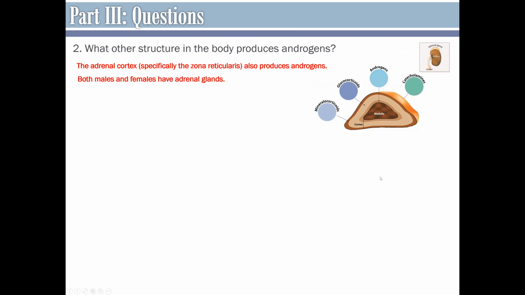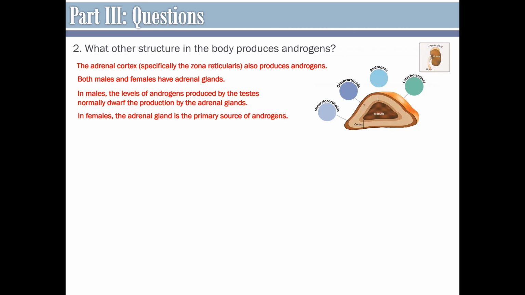Both males and females have adrenal glands. In males, the levels of androgens produced by the testes normally dwarf the production of the androgens made by the adrenal glands. But in females, the adrenal gland is the primary source of androgens.